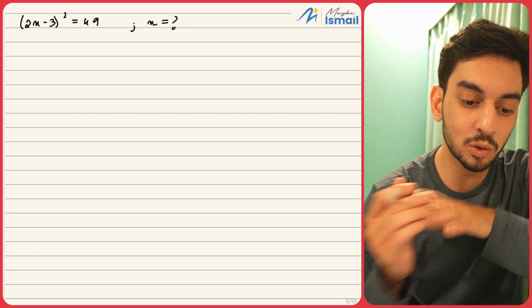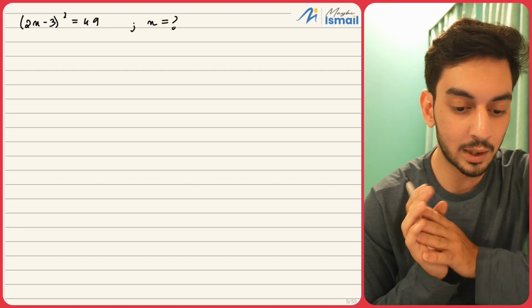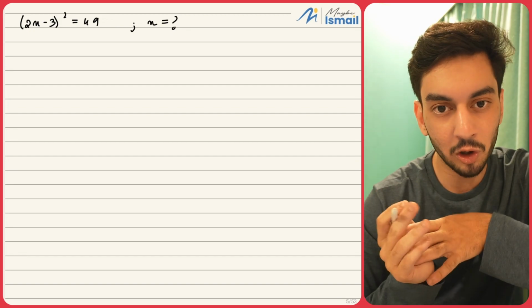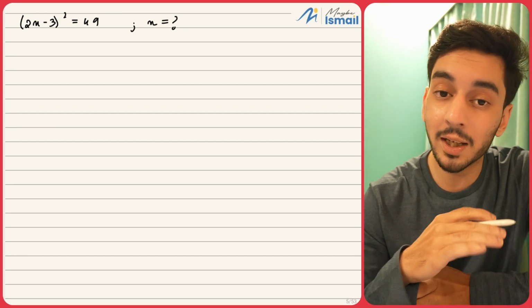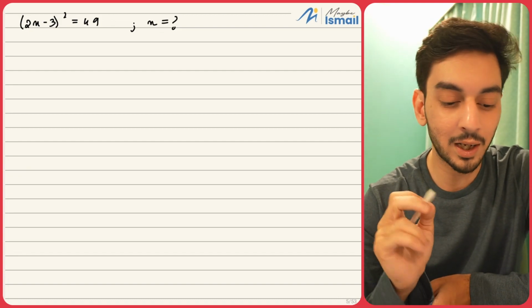The first way is to use the expansion formula on the left hand side, which is (a minus b) the whole square, and just get a quadratic equation, shift that 49 to the other side, factorize it or use the formula method and just solve the equation. The second way is to actually take a square root on both the sides. But here you have to be very mindful while taking a square root.